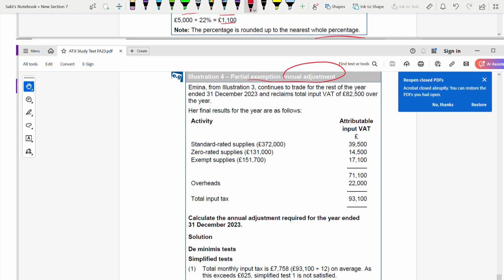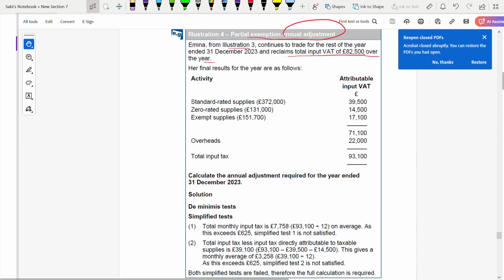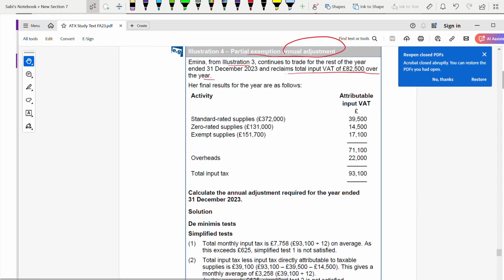Okay, so this is from illustration 3. It continues to trade for the rest of the year and reclaims total input VAT of this much over the year. They have given it. You have to do the annual adjustment later on, but the normal test we can do now. We can quickly do the test with the figures that are given to you.